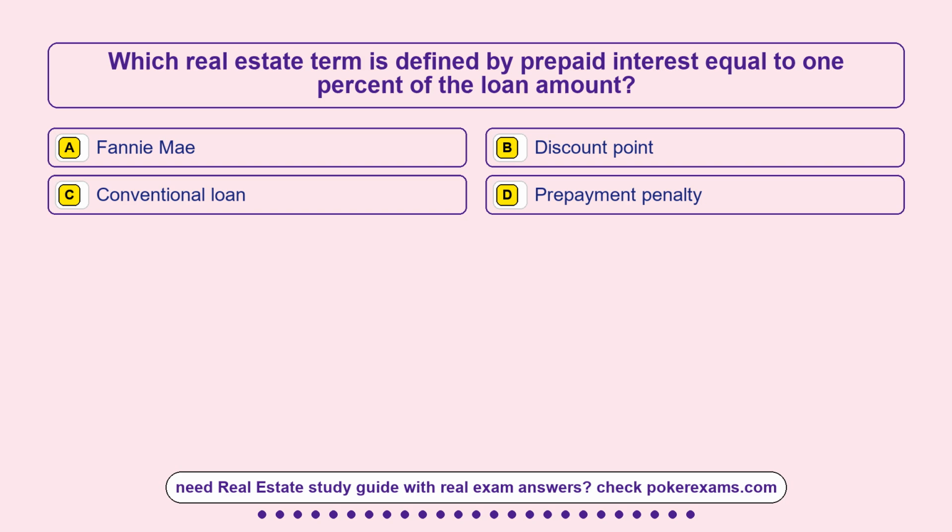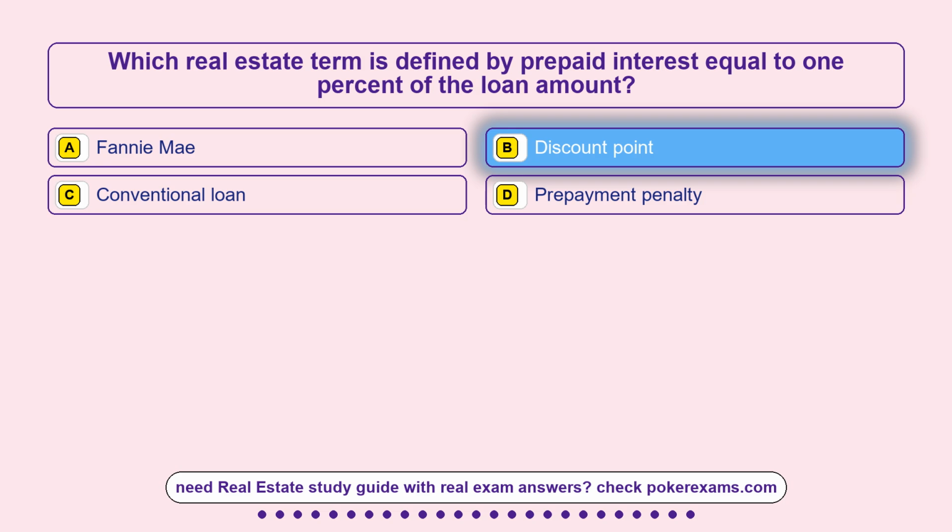Question 7. Which real estate term is defined by prepaid interest equal to 1% of the loan amount? Option A. Fannie Mae. Option B. Discount point. Option C. Conventional loan. Option D. Prepayment penalty. The correct answer is option B.